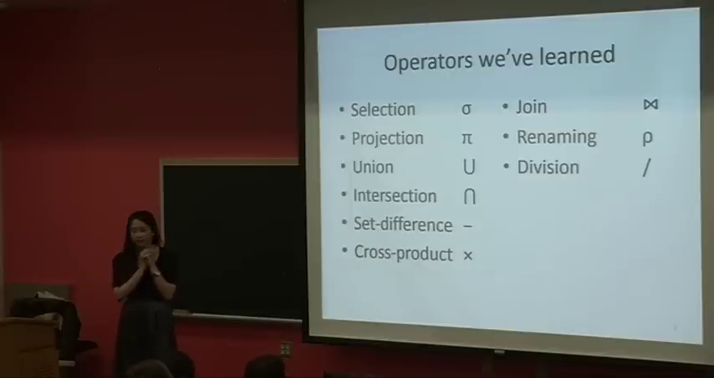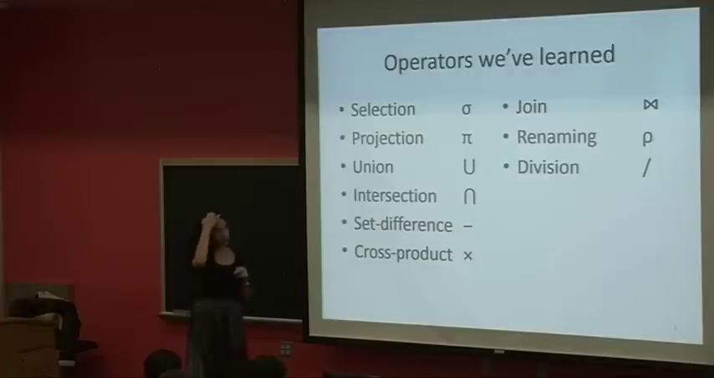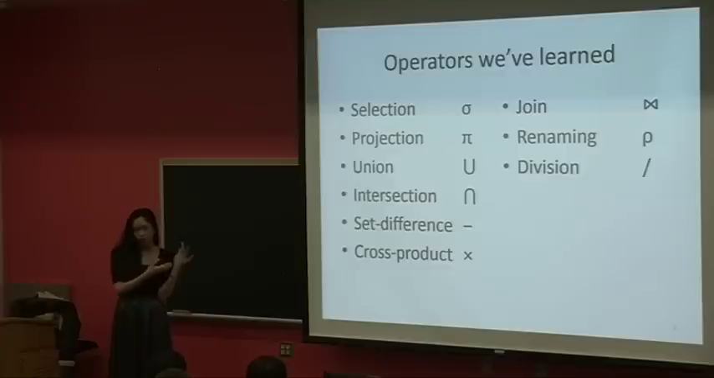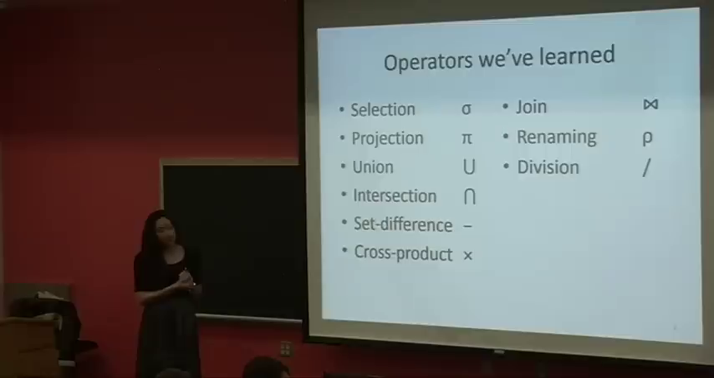What do we do with that? Why do we need renaming? Because we will face a problem: naming conflict, okay? So we use renaming to rename not only the result of a relational algebra expression, but also the fields, because sometimes the result fields will have naming conflicts. So we rename the fields. So that's for renaming. And the very last one is division.